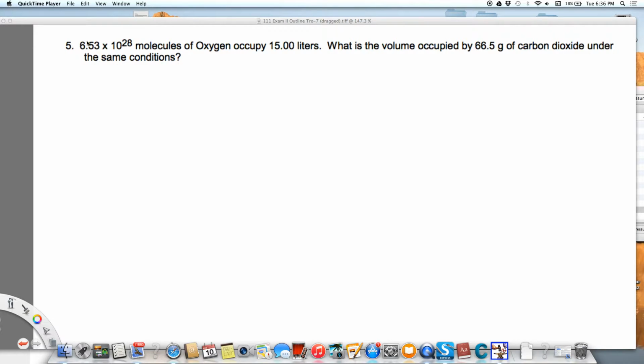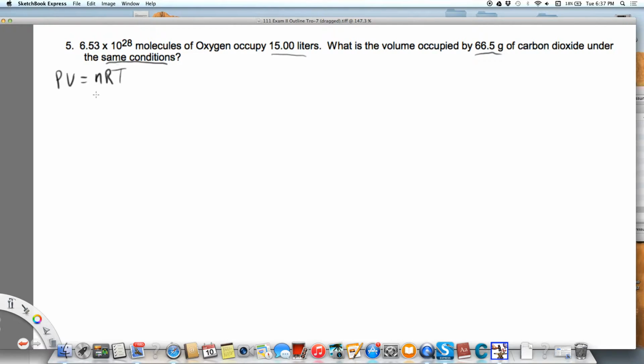All right, so we're given a number of molecules, 6.53 times 10 to the 28 of oxygen, and it says it occupies 15 liters. And so what volume would be occupied by 66.5 grams of carbon dioxide under the same conditions? Okay, so I guess one way we would want to start with is how can we use PV equals nRT? That's what we want to figure out.